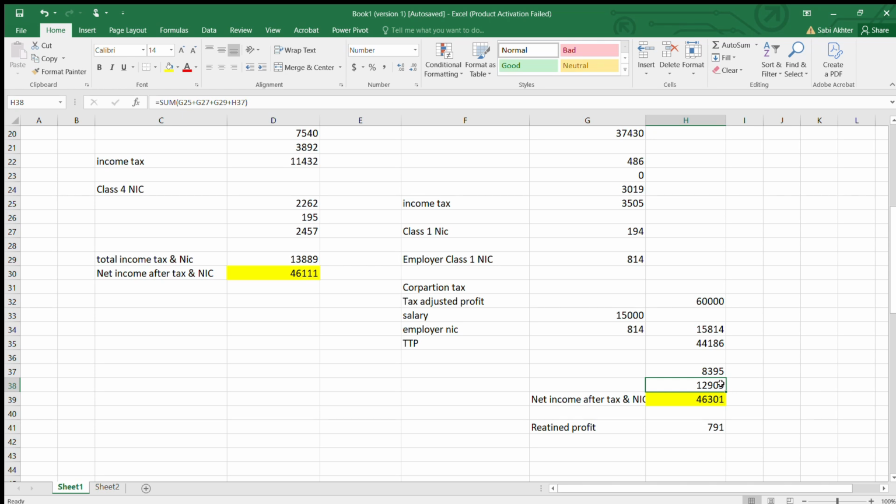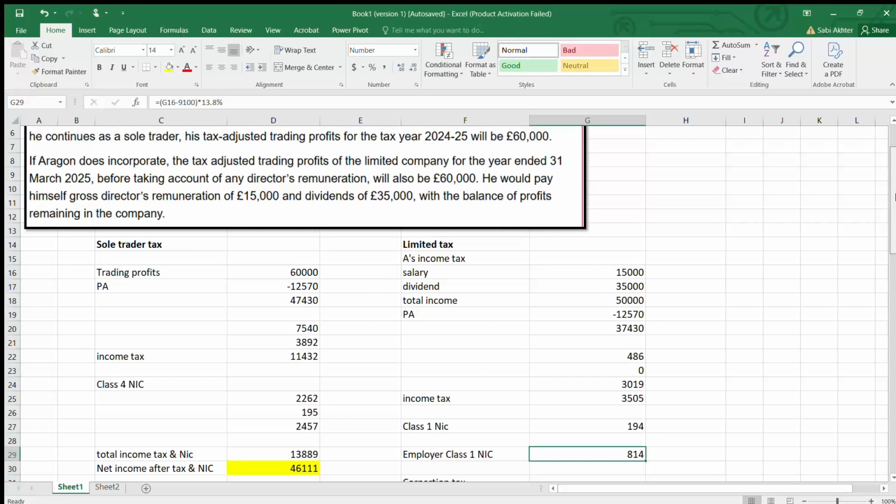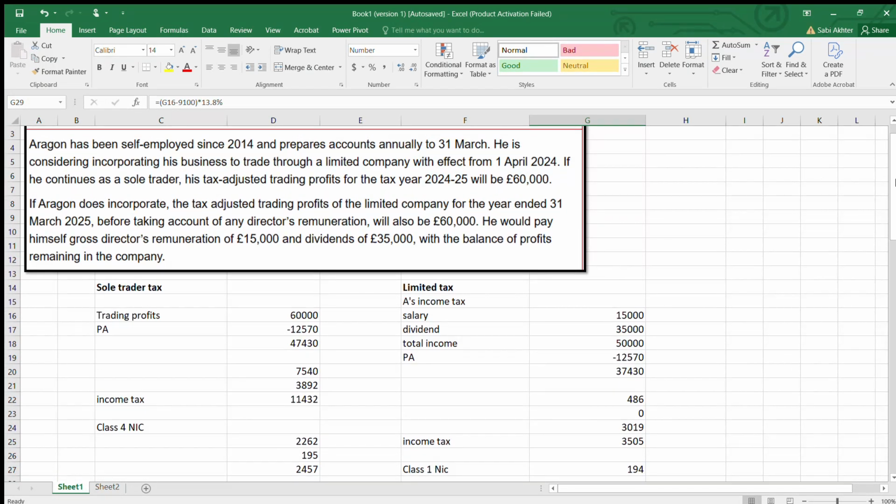But one thing you have to see when you're calculating employer's NIC and employee's class 1 NIC here, there is an annual allowance of 5,000 employment allowance, but in this case it is not available. Why? This is not available when the director is the sole employee of the company. So we are assuming Aragon is the director. He's the only person working there, one employee working. That's why he's not getting the employer's allowance.